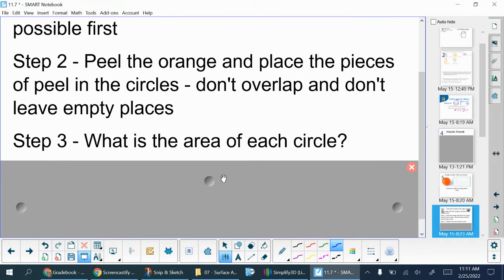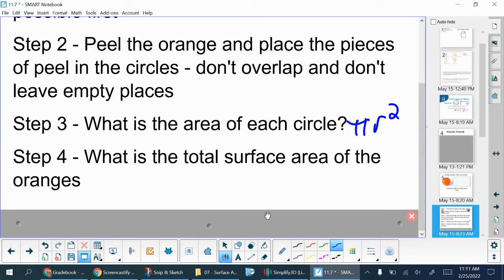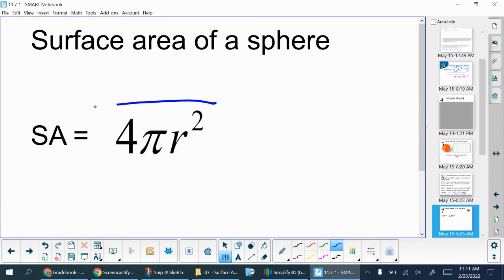Each of those circles had an area of pi r squared, where the r is the same r as the sphere. And we noticed that the orange pieces filled up 4 circles. And so the surface area of the orange was 4 times pi r squared, just 4 times the area of the circle. And so that is our formula for a sphere. Make sure you have that written down in your note sheet.